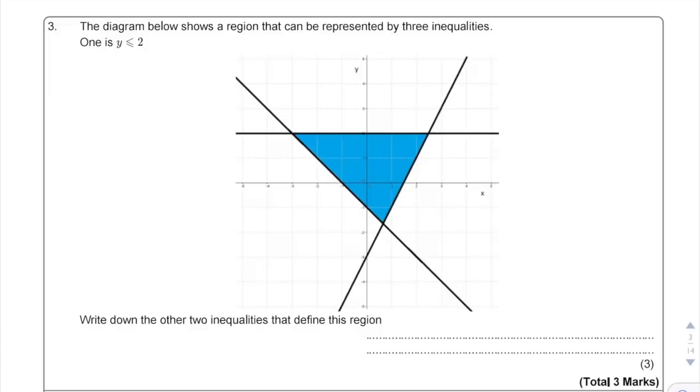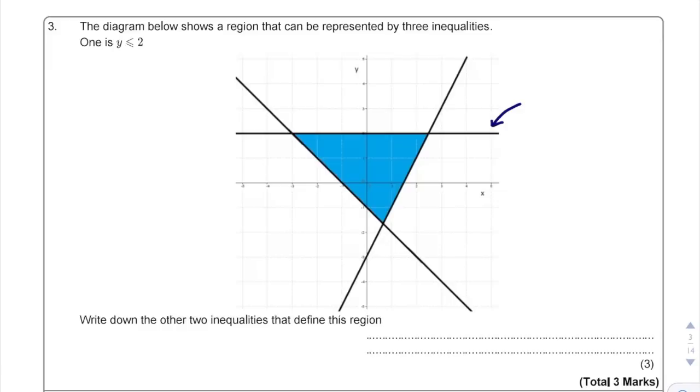Question 3 says the diagram below shows a region that can be represented by 3 inequalities. One is y is less than or equal to 2. Write down the other 2 inequalities that define this region. So first we need to find which line represents the inequality y is less than or equal to 2. We should easily be able to see that it is this line here.